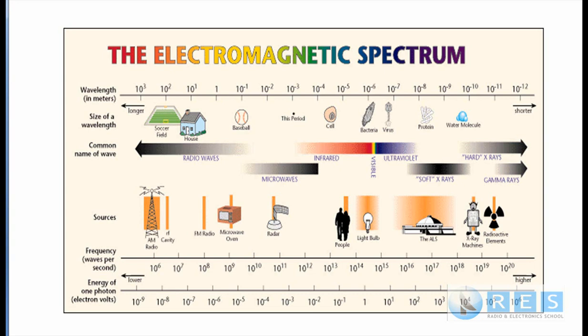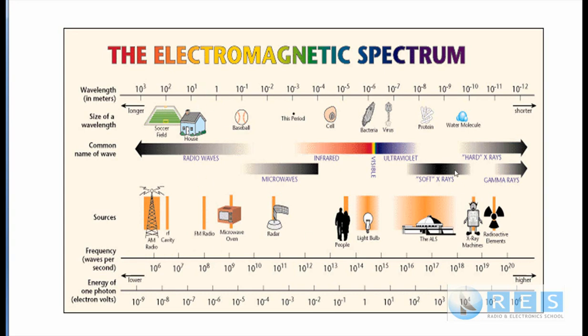But have a good look at this slide here. You might want to pause the video and have a good look at the slide, because it gives you the wavelength of the spectrum. So 10 to the power 1 would be 10 meters. That's the 28 megahertz amateur radio band. And on this scale here, you have the frequency.